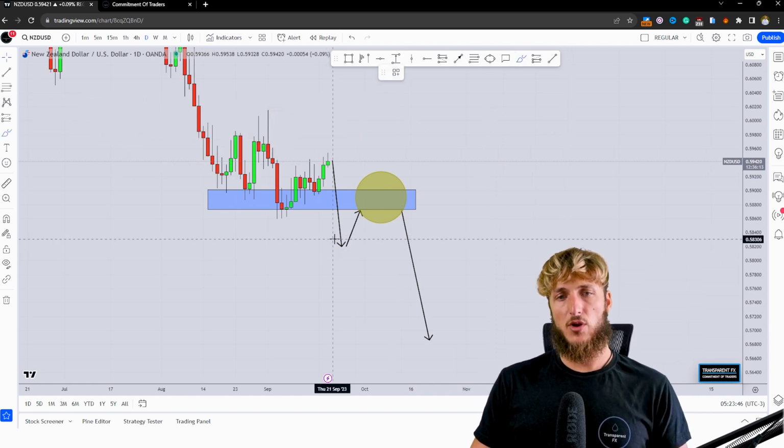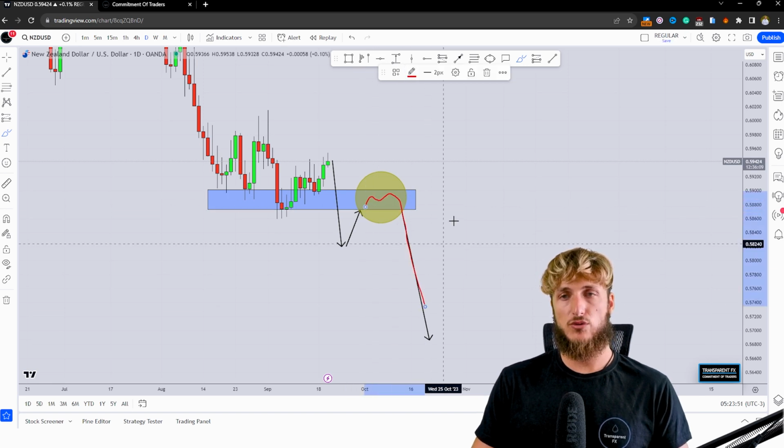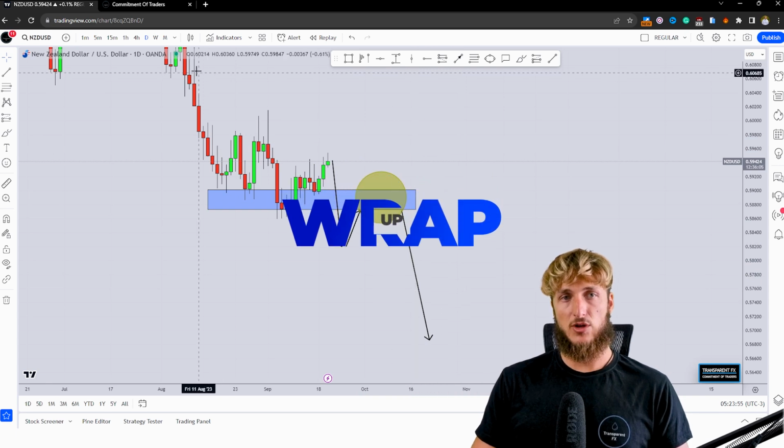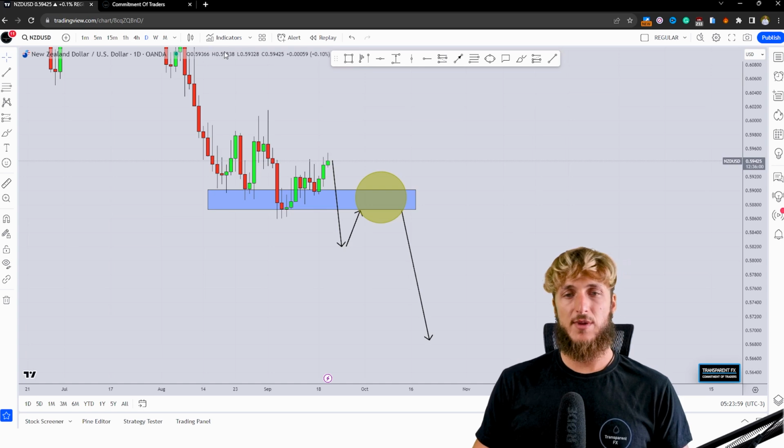So if we get a break below the support on the retest of this previous support and resistance, this is how we could be approaching this potential move lower. Now, as usual, trading is reactive and not predictive. The monthly, weekly, and daily combined with the COT data, those are the best time frames from a directional perspective.